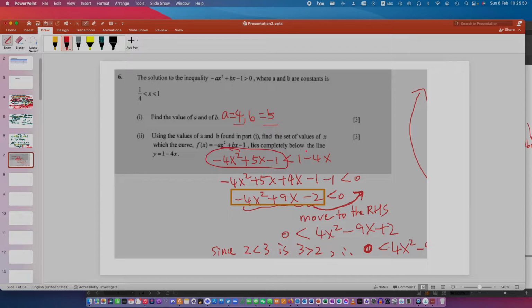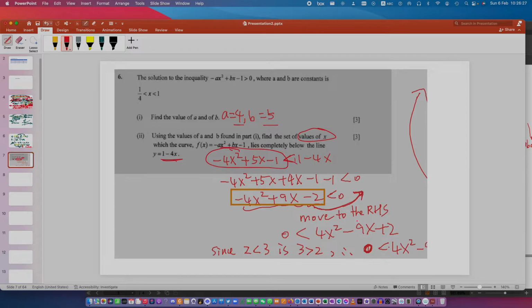No need. Why? Because in terms of x, they ask you for the values of x. So it says it lies completely below the line. Below the line means below this, so that means you just use smaller than. Once you form this, you bring the right hand side to the left hand side, and then just solve it normally like an inequality. No need to think of the discriminant at all.